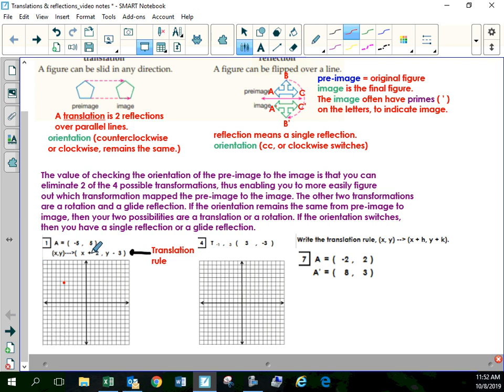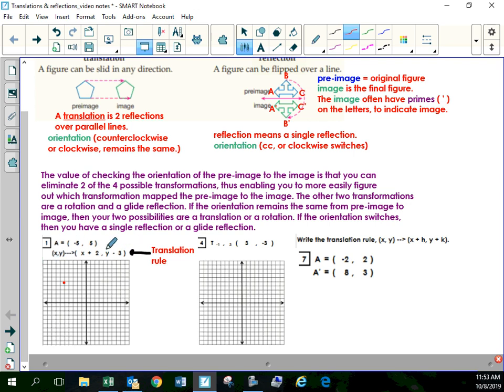Okay. This setup, this format, is called a translation rule. In a translation rule, you always have to start with X comma Y like this. Then you put an arrow like that. And then this tells me how to translate it. Very easy. It says add 2 to each X coordinate. In this case, we only have 1 point we're dealing with. So we add 2 to the X coordinate, and we subtract 3 from the Y coordinate. Okay, this is what all translation rules that you're probably going to deal with on the DCAS are going to look like.